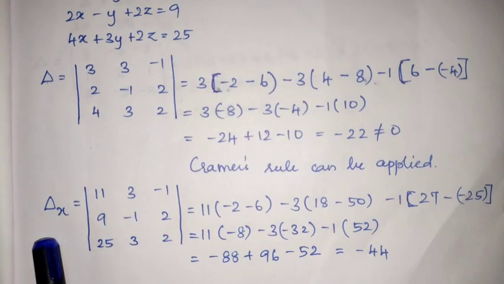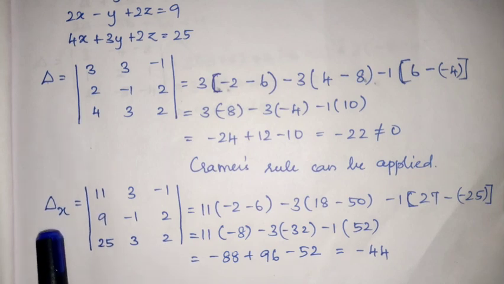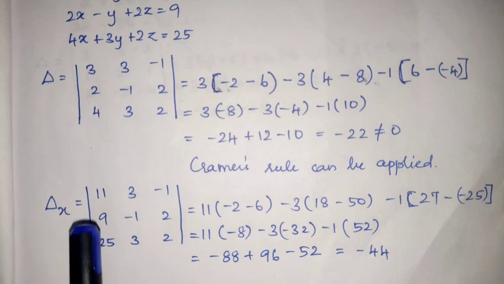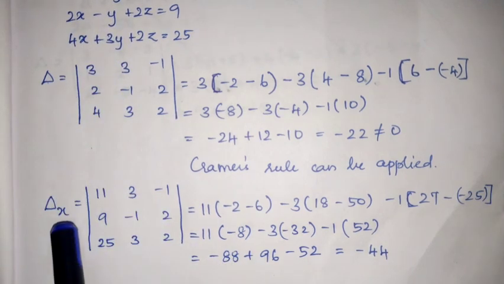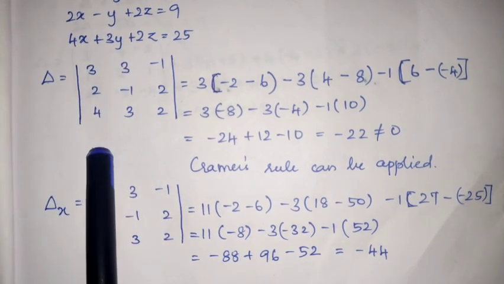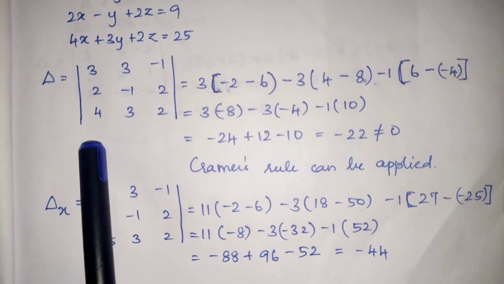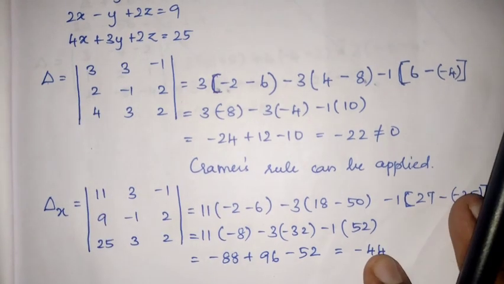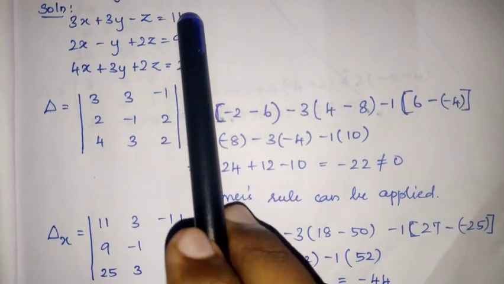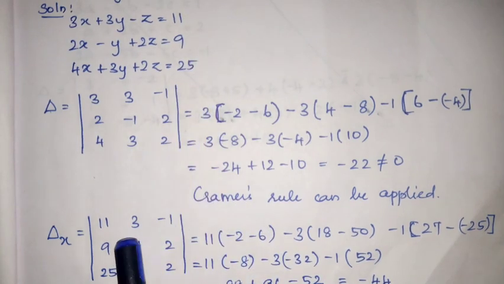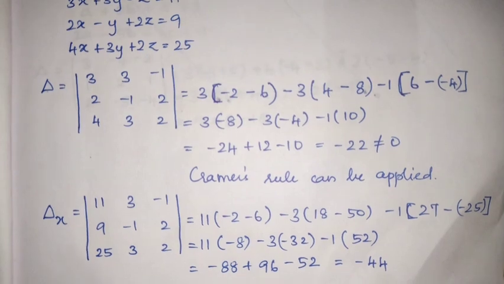Now to find the value of del x. How to find the value of del x? Same way. This is the coefficient of x, so remove all the x elements and replace them with the constants. What are the constants here? The constants are 11, 9 and 25. So 11, 9 and 25 are written. Now you can expand the determinant.